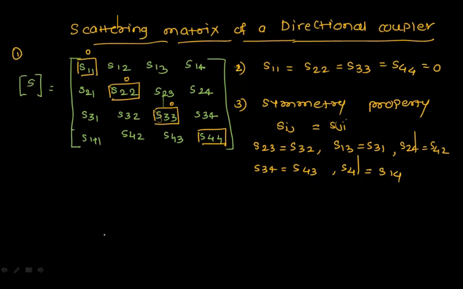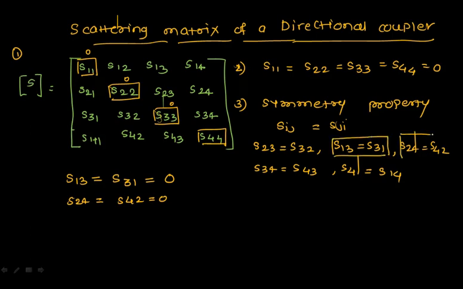Okay? Now ideally your back power is 0. Okay? Your 1 and 3 are decoupled. So you can write S13 is equal to S31 which is equal to 0. Okay? Similarly, there is no coupling between your 2 and 4. So S24 and S42 must be 0. So here your 1 3 and this one will become 0. Here your 2 4 and 4 2 will also become 0.